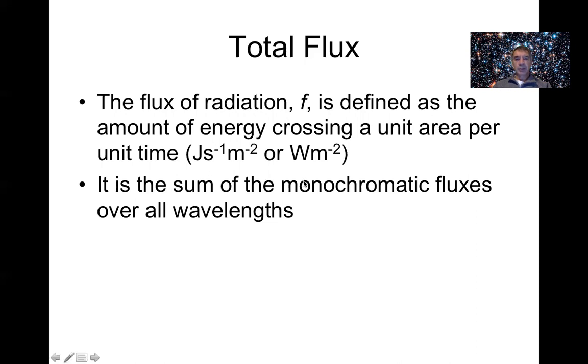So as I mentioned, this is really the sum of monochromatic fluxes over all wavelengths. And if you want to write that mathematically, then you could just write it like that if you want to. But you can think of it as summing up all of those delta lambdas to give you the total area under the spectrum.